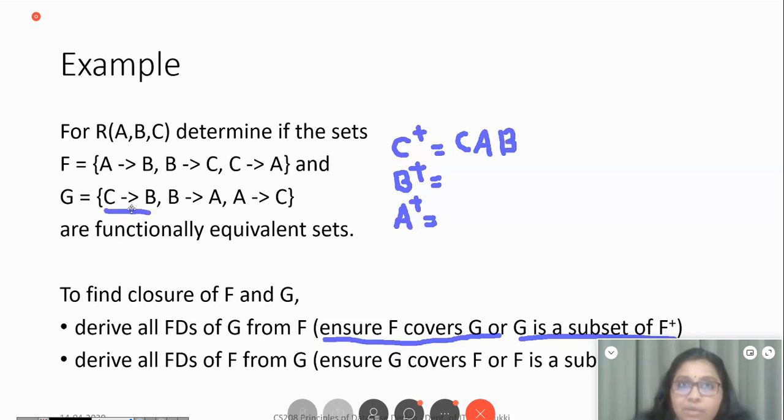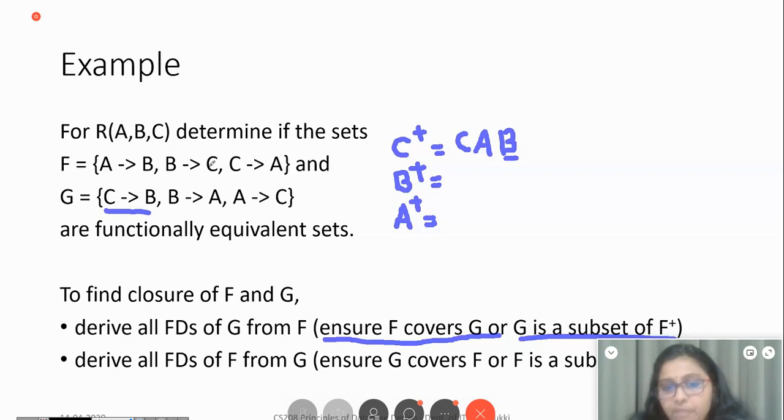Ultimately, what do we need to find out? We need to find out whether F covers G, isn't it? That's what we are trying to prove. So if F has to cover G, then when we find the attribute closure of each FD rule in G, we check whether the right-hand side of the rule, here C determines B, this attribute B, appears in your attribute closure set. Does it appear? Yes, it appears. So that means that this particular FD, C determines B, is covered by the set F.